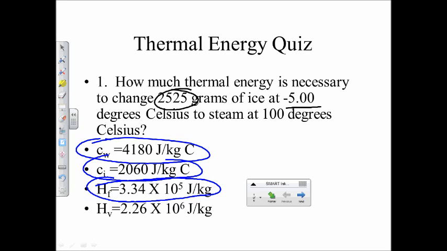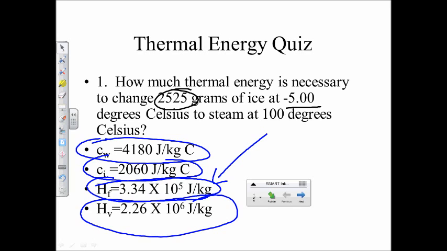Heat of fusion. So for every kilogram of water, or in this case ice rather, for every kilogram of ice, it takes that much energy, 3.34 times 10 to the 5th joules, to melt it. And then HV, what do you think that is? That's heat of vaporization. That's how much energy it takes to turn 1 kilogram of water to steam.